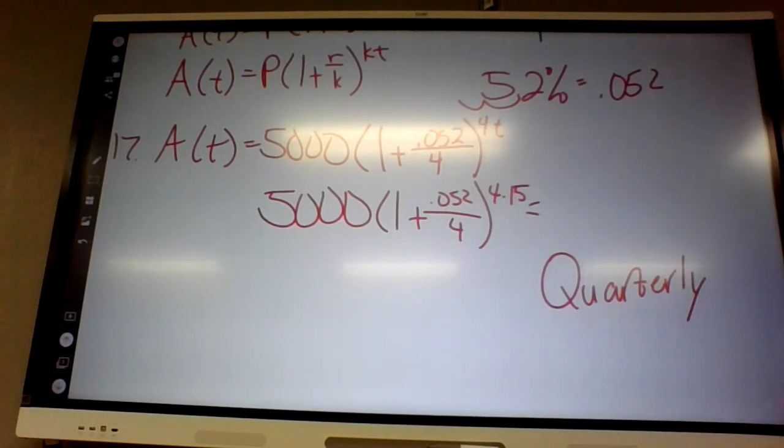Sometimes it says monthly, that's pretty common, and that's 12 times a year. Quarterly is 4 times a year. Daily would be 365 times a year. And what's another one? Semi-annual was the other one. Semi means half, so twice a year.